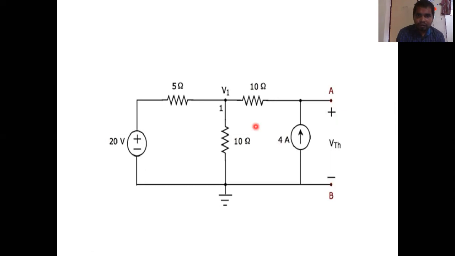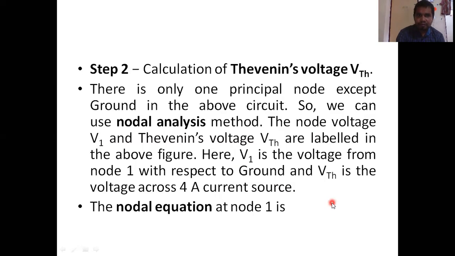Now you see, what voltage will be available here? You need to solve by which method? Calculation of the Thevenin voltage: there is only one principal node except the ground in the above section, so we can use the nodal analysis method. The nodal voltages V1 and VTH are labeled in the figure. V1 is the voltage of the node with respect to ground. VTH is the voltage across the 4 ampere current source.